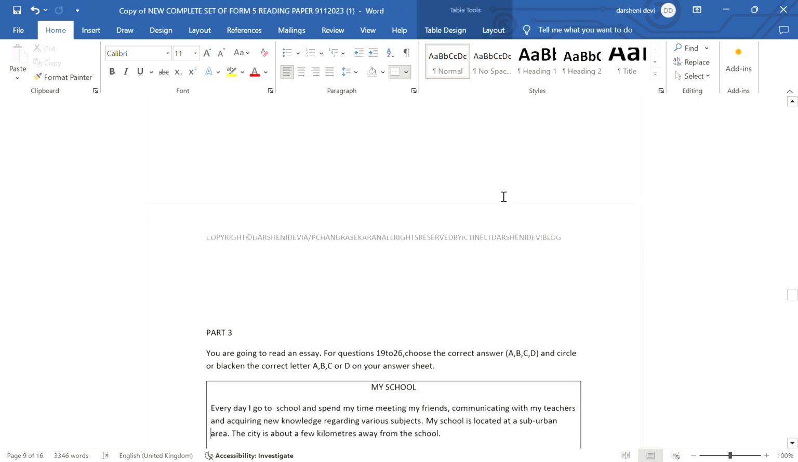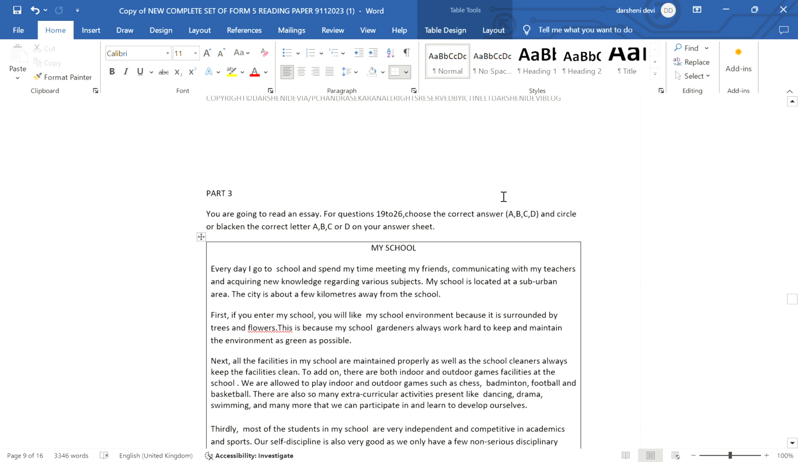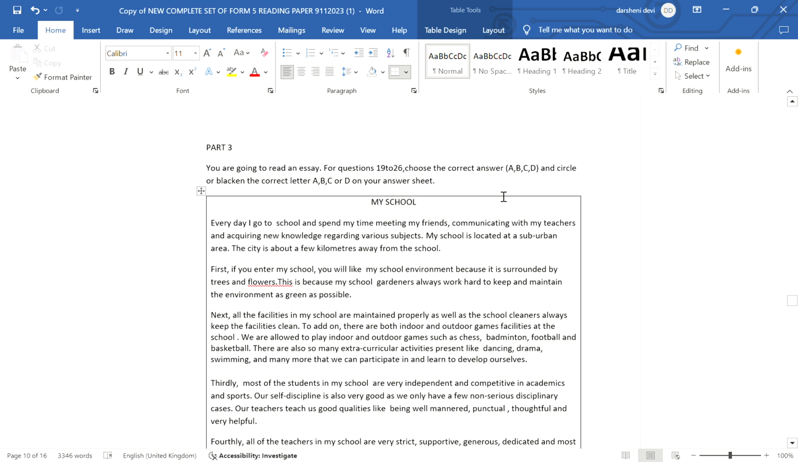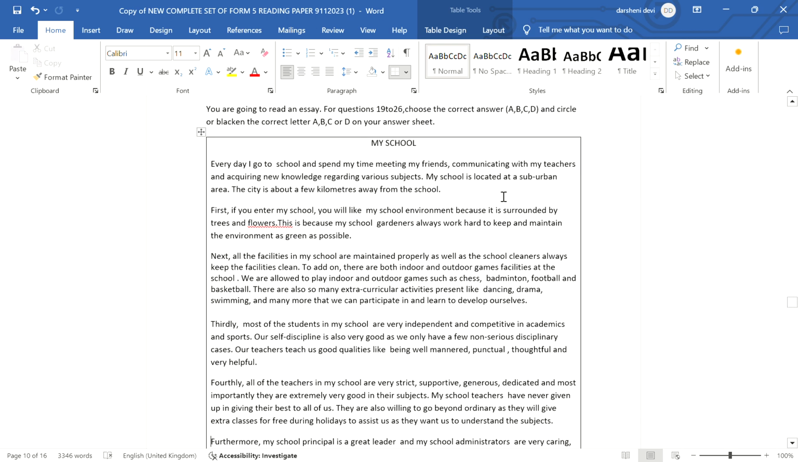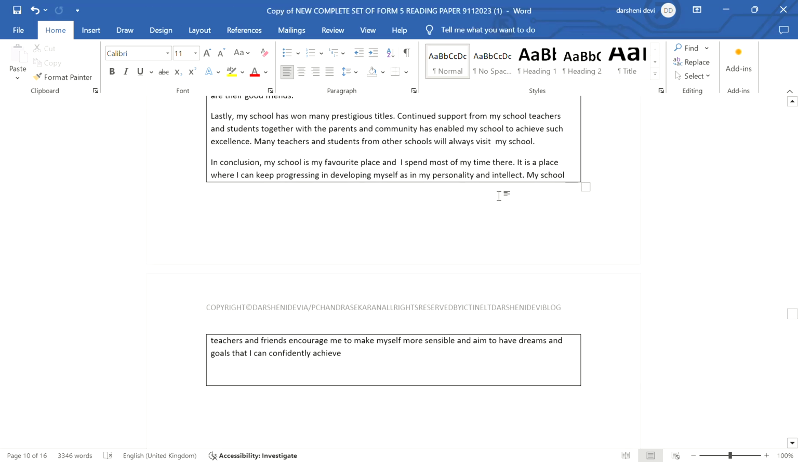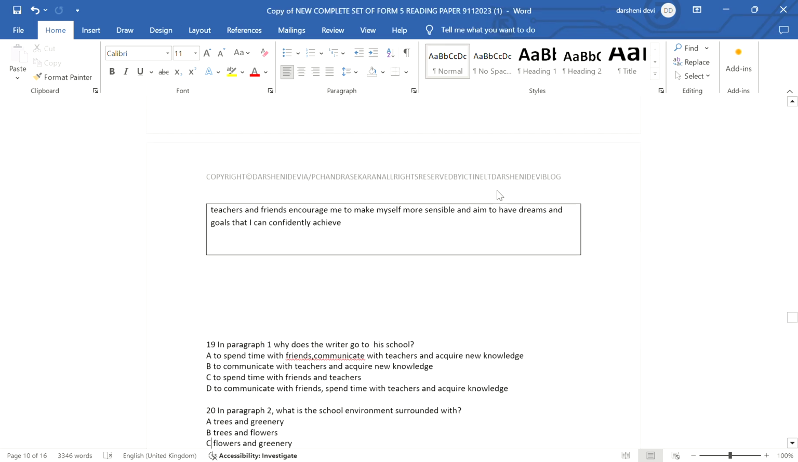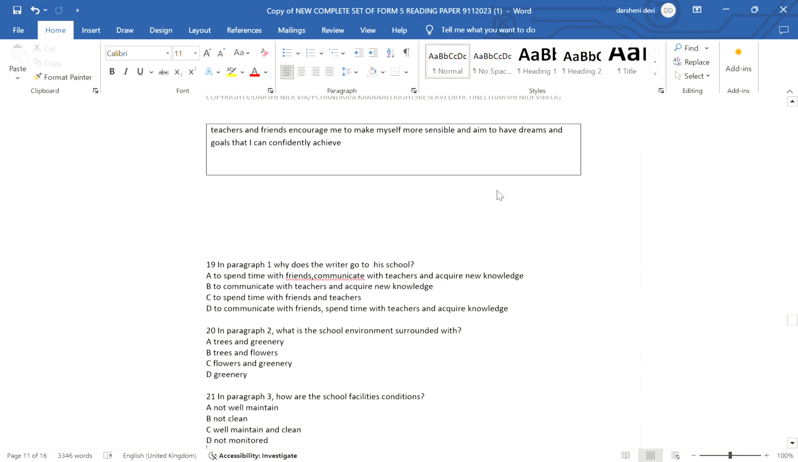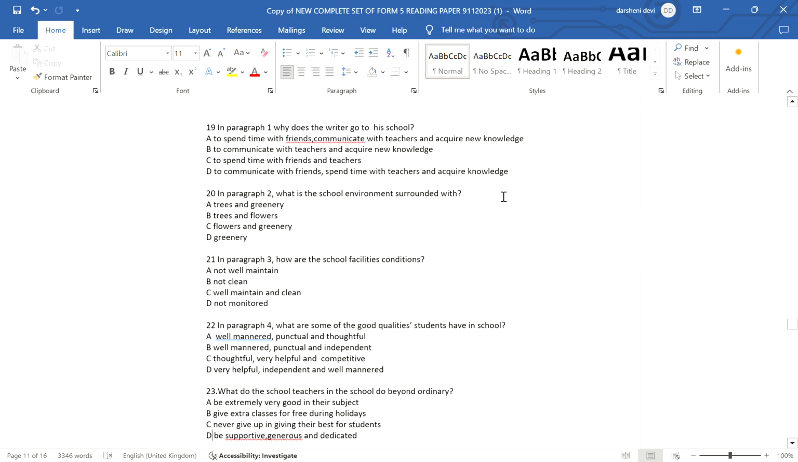And then let's look at part 3. Part 3 is you're going to read an essay for questions 19 to 26. Choose the correct answer A, B, C, D and circle or blacken the correct letter A, B, C or D on your answer sheet. So there will be a long text given to you. For example, here is "My School". So it's quite a long text, and after that, you have questions. The questions here for part 3 use the same technique.